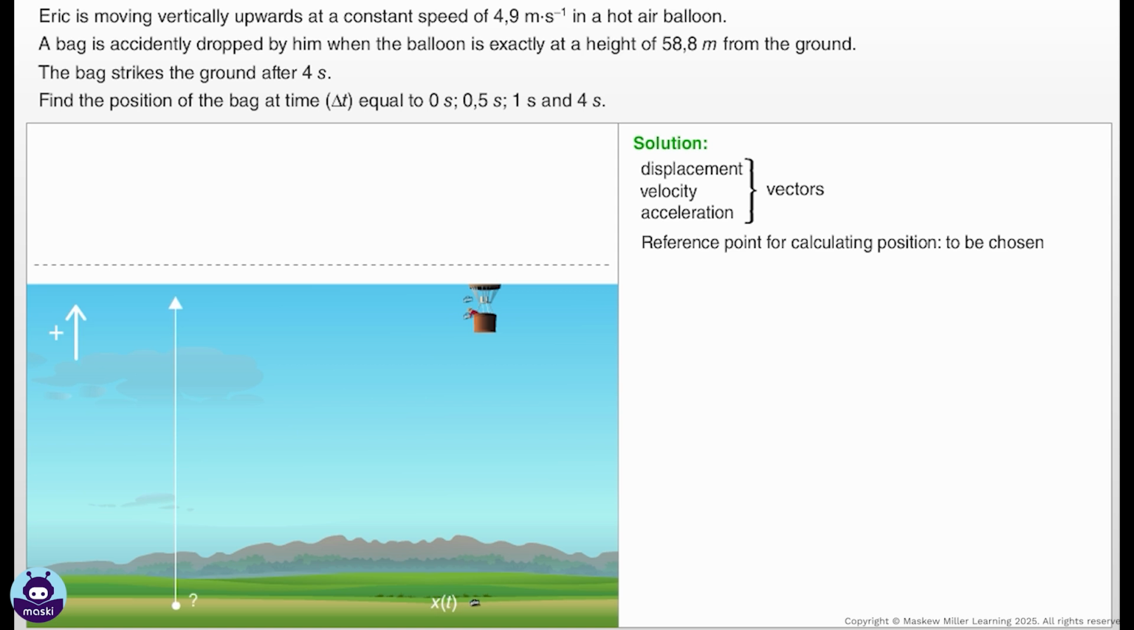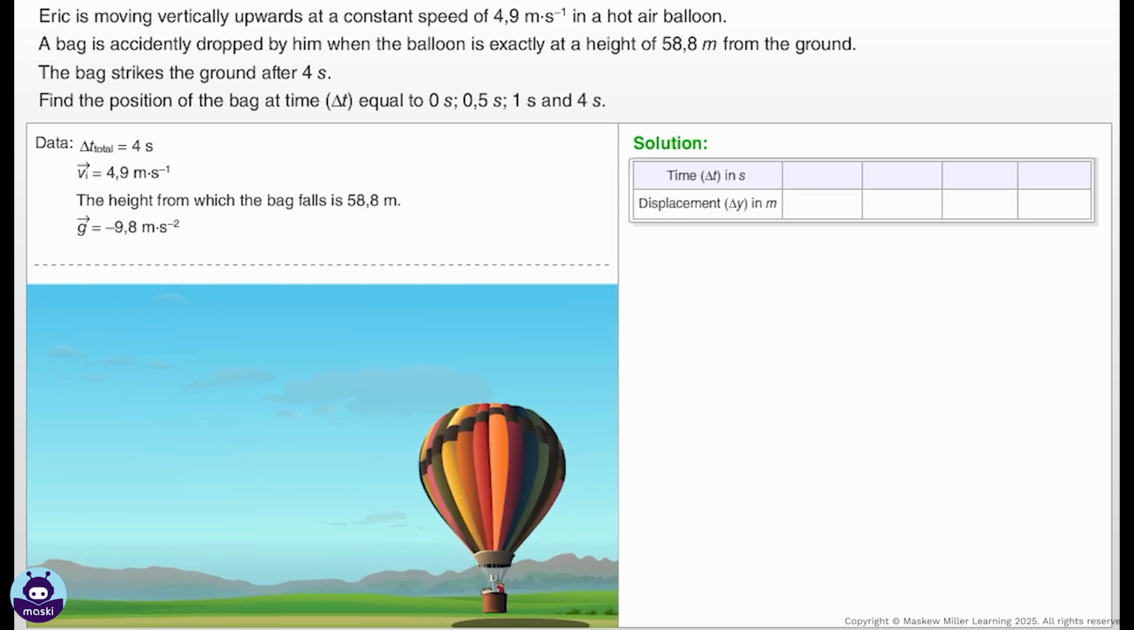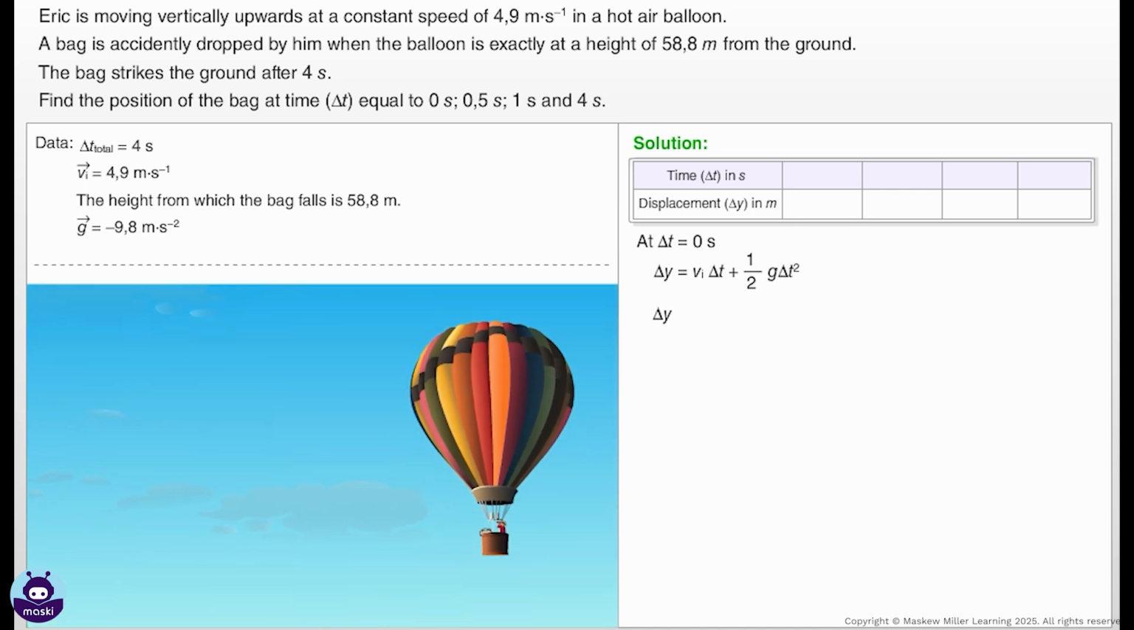Here the total time of flight of bag delta t total equals 4 seconds. The initial velocity vi equals 4,9 meters per second. The height from which the bag falls is 58,8 meter. Acceleration due to gravity, g, is in the downward direction, hence negative. At delta t equals 0 second.